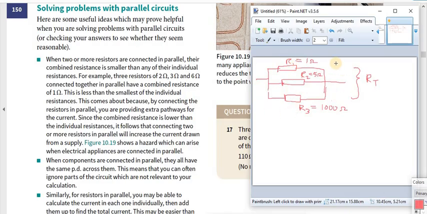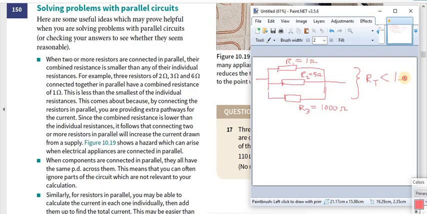So RT is the total resistance for these resistors connected in parallel, and the total resistance of the resistors connected in parallel should be less than the least resistance. So RT, the total resistance of this part, should be less than the least resistance, which is 1 ohm.